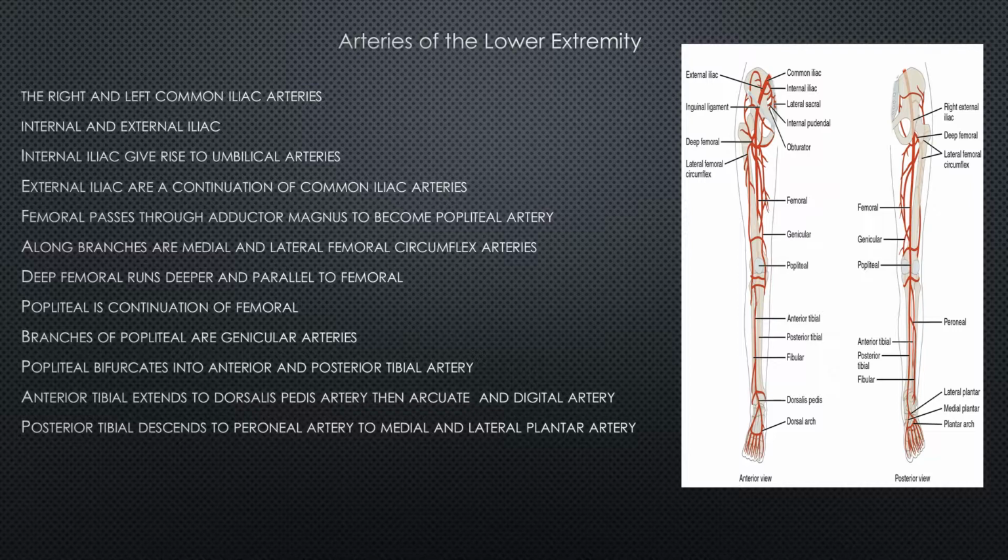These arteries will supply blood to the hip joint as well as the muscles of the superior-most portion of the thigh. The deep femoral is the other branch of the femoral artery that will run deeper and parallel to the femoral artery. The femoral will continue to the popliteal artery as it passes through the opening of the adductor magnus muscle where it supplies blood to the knee.